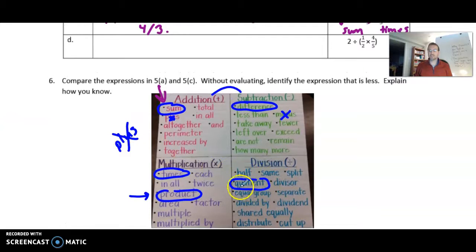Quotient is the answer to a division problem. So we're not looking for the answer. So we're not really going to use this one here. But there is one more that we tend to use more than others. Okay? Quotient is the main one. But we could use divided by. So this one's going to be divided by.